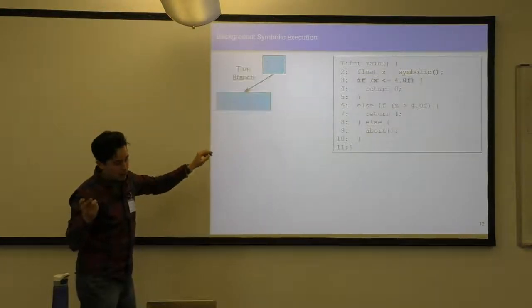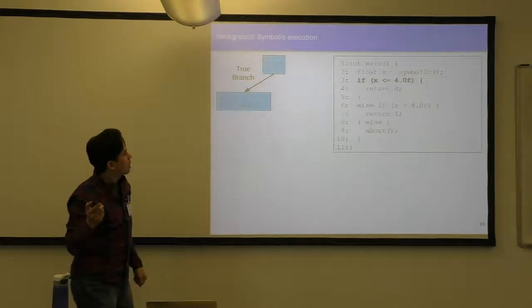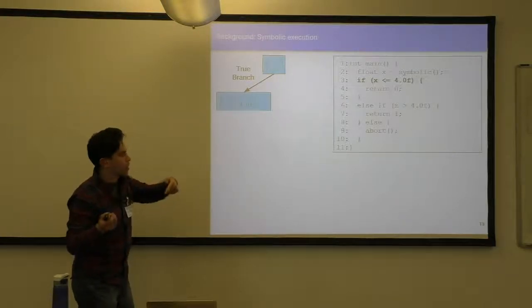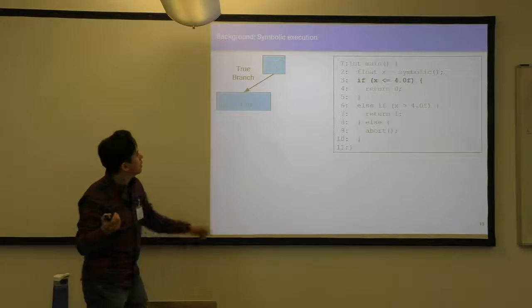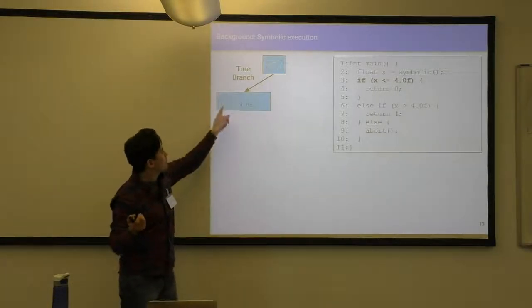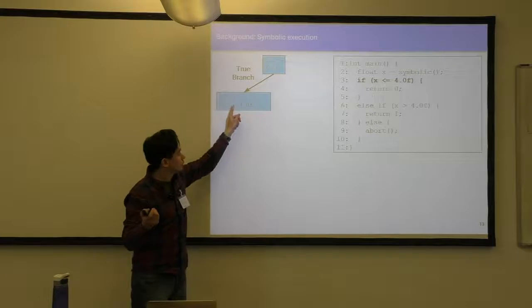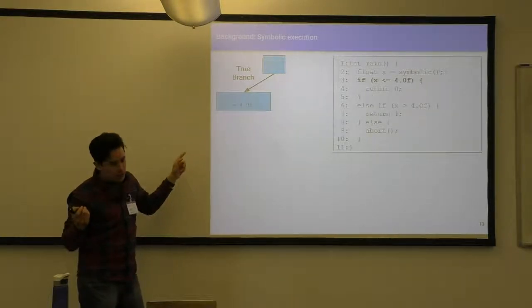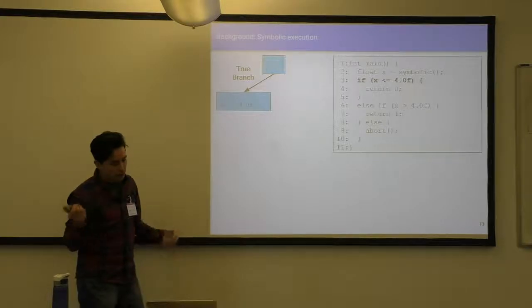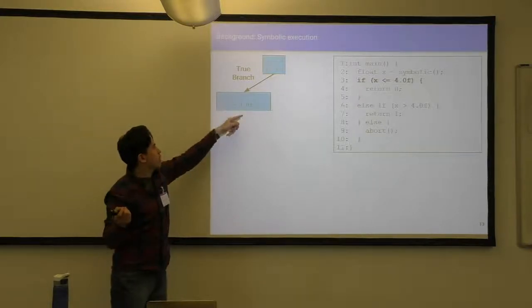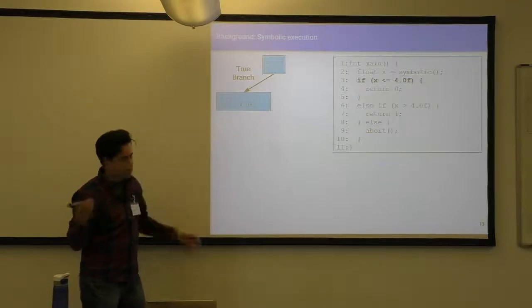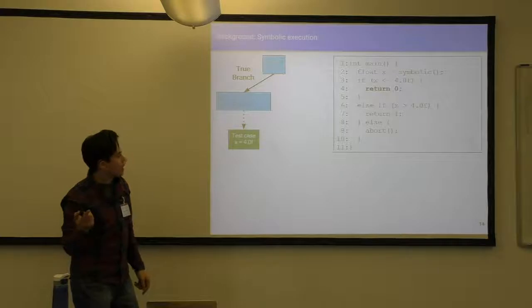If we execute the next line, we get to is x less than or equal to 4. And because x is symbolic, we don't know which branch we're going to take, so we just have to consider them both. If we took the true branch, we'd have now the constraint that x is less than or equal to 4. And we can actually check if this branch is feasible by using a constraint solver. So we can ask the constraint solver, given that x is some unknown number and we know that x is less than or equal to 4, is this satisfiable? And it turns out the answer is yes. So we can carry on going.